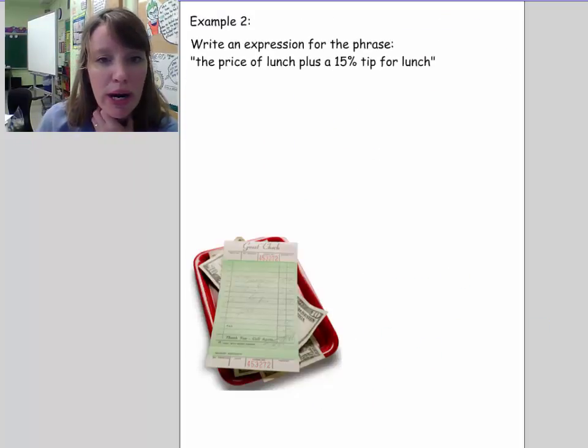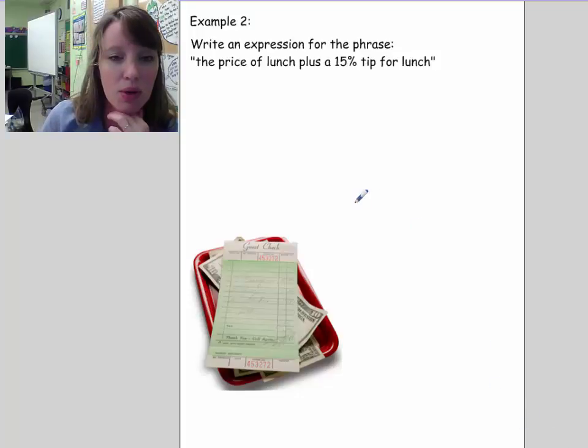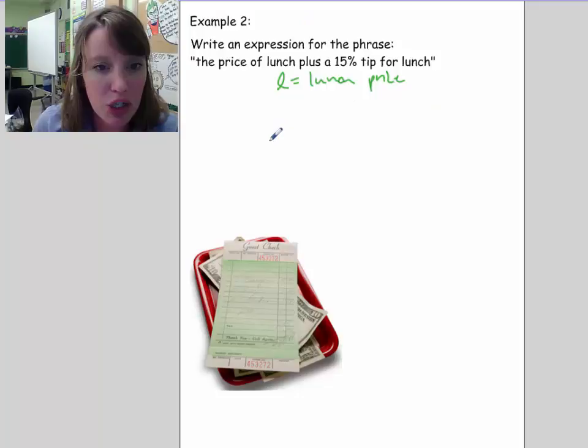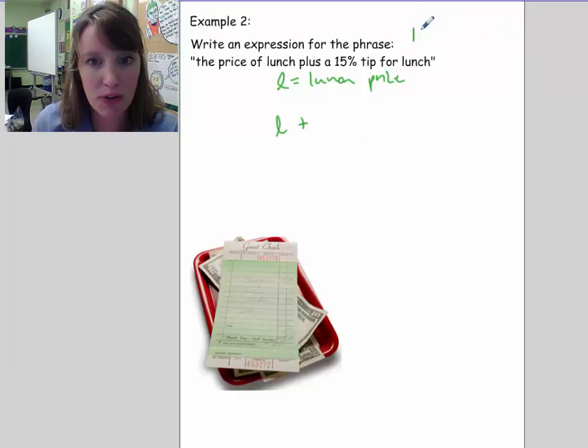Okay, we want to write an expression for the phrase, the price of lunch plus a 15% tip. Okay, so the variable wasn't indicated for us. So let's say that this cursive L means lunch price. So the price of lunch, so we take L and we want to add it to 15% of the lunch price. That's the word of, and this is our cursive L.